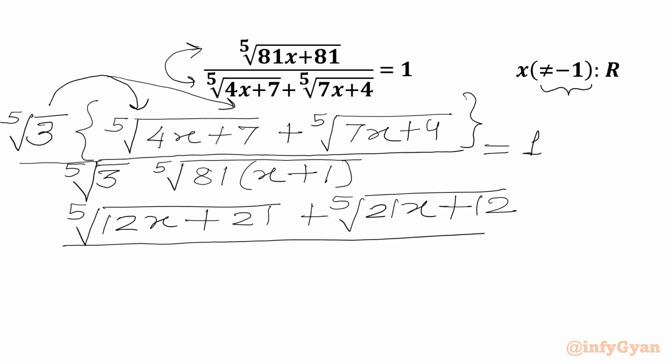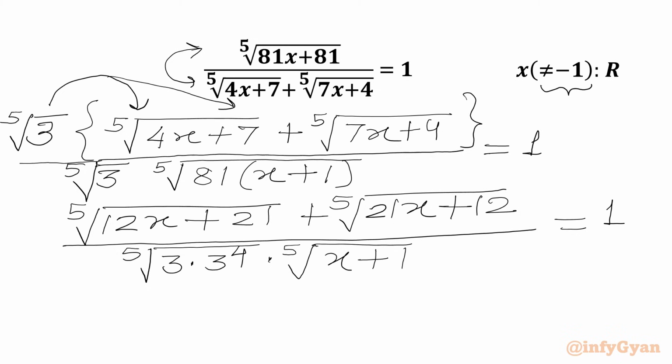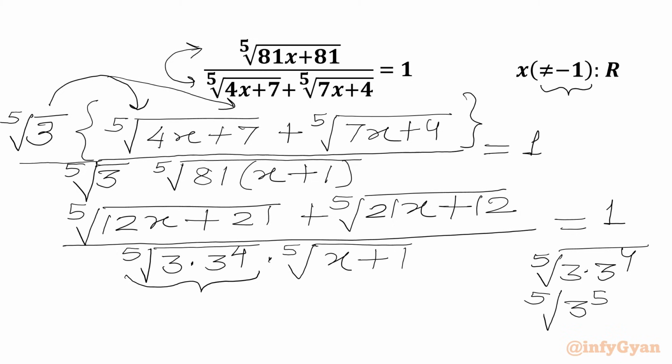And in denominator, we will take fifth root of 81 common. So we will get fifth root of 3 times 81, which is 3 power 4. And then we will be writing fifth root of x plus 1 equal to 1. Now this is fifth root of 3 power 5. If I will write here 3 times 3 power 4, this is equal to fifth root of 3 power 5. Fifth root and power 5 will be over. We will get 3. So here we can write 3.